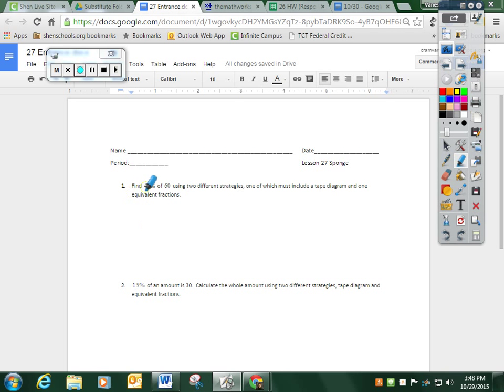The first one, we need to find 40% of 60 using two different strategies, one of which must include a tape diagram and one equivalent fractions. Well, you know which one I'm going to do first. I'm going to do equal fractions. 40 is a percentage, so I know that that has to go over 100. Okay, so that's where I start. And then I have this of 60.